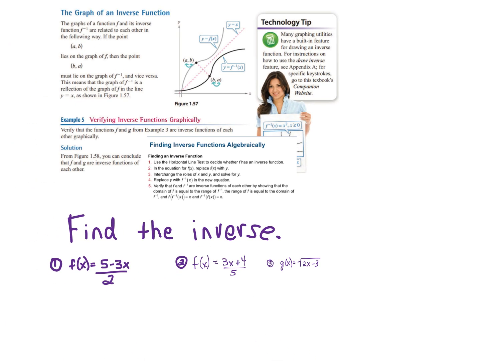So we're going to be finding the inverse algebraically. The first thing we want to do to find the inverse is switch the x and y. Once we switch the x and y, the second thing we want to do is solve for y. We want to get the y all by itself.